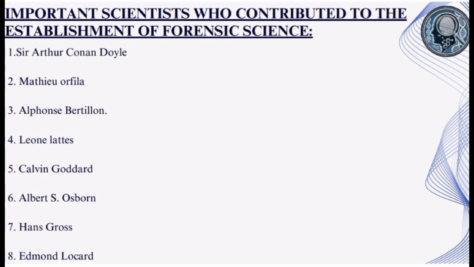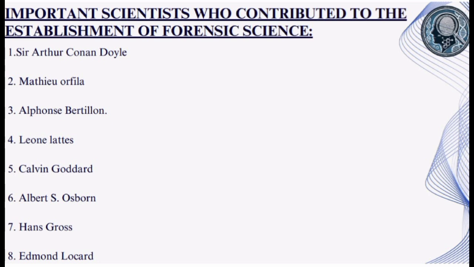Leone Lattes devised a simple procedure to identify the blood group of dried blood stains. Dr. Lattes was a professor of forensic medicine in Italy. Next, Calvin Goddard, the father of ballistics. He used a comparison microscope to determine if a bullet was fired from a specific gun. Goddard was an army colonel who published his work called Tool Marks on Bullets.